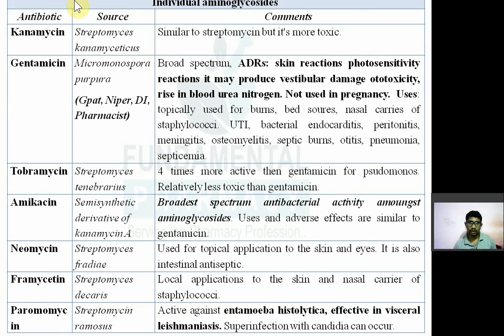Now individual aminoglycosides. तो हर एक का थोड़ा थोड़ा देख लेते हैं. So first one is kanamycin. So it is obtained from Streptomyces kanamyceticus. Okay, सोर्स के बारे में पूछते हैं कभी कभी, कहाँ से बनता है कैनामाइसिन, स्ट्रेप्टोमाइसिस कैनामाइसेटिकस. It is similar to streptomycin but it is more toxic than streptomycin.